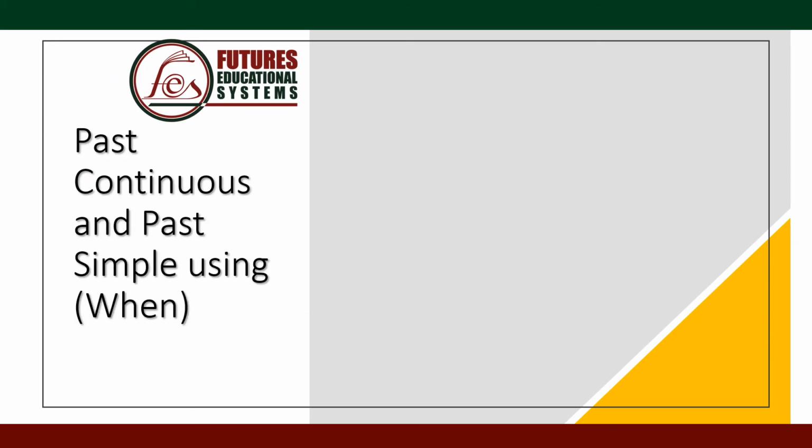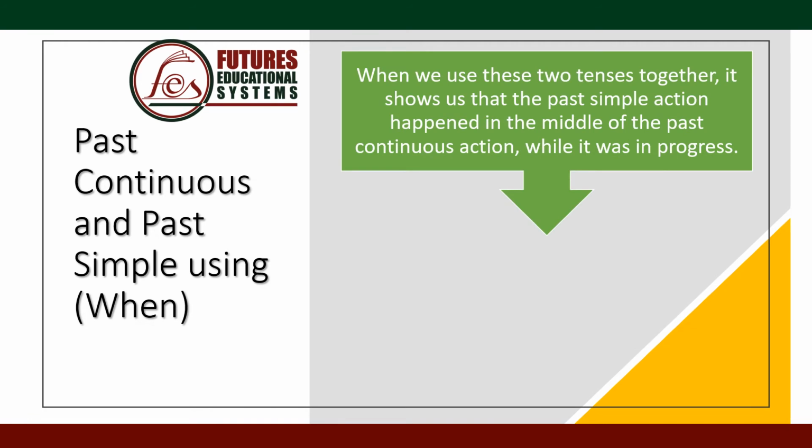Now we're going to learn how to use the past continuous and past simple in the same sentence using the when clause. When we use these two tenses together, it shows us that the past simple action happened in the middle of the past continuous action. In other words, while it was in progress. So that means that the past continuous action was taking place and suddenly the past simple action interrupted it. Let's see some examples.